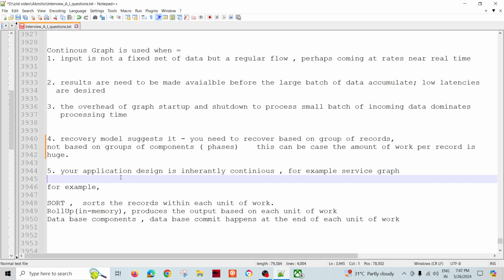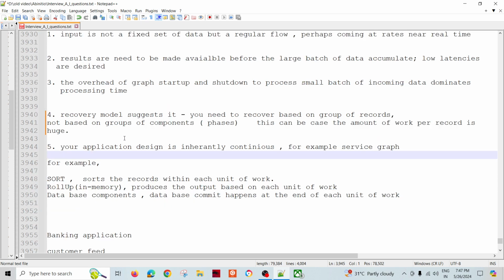So these are some context and use case scenarios wherein we can think of our data and the expectation, the frequency of data and the arrival of the data, the nature of the data, the nature of the response, the nature of the latency, and the processing time. We can think of using the continuous graph.